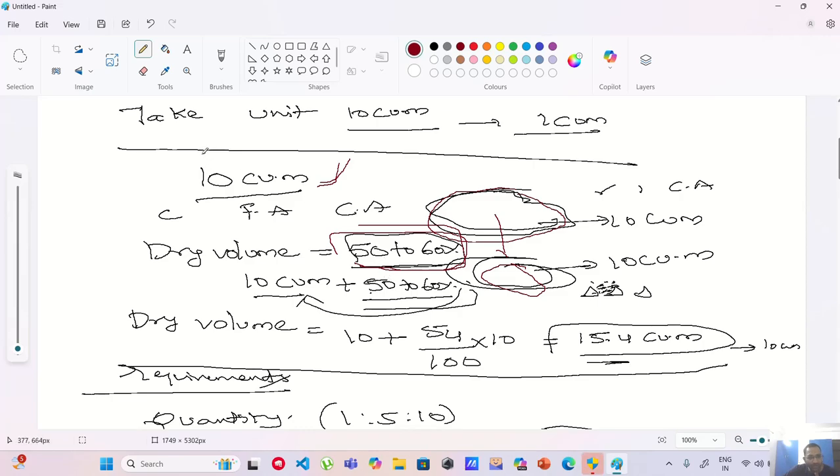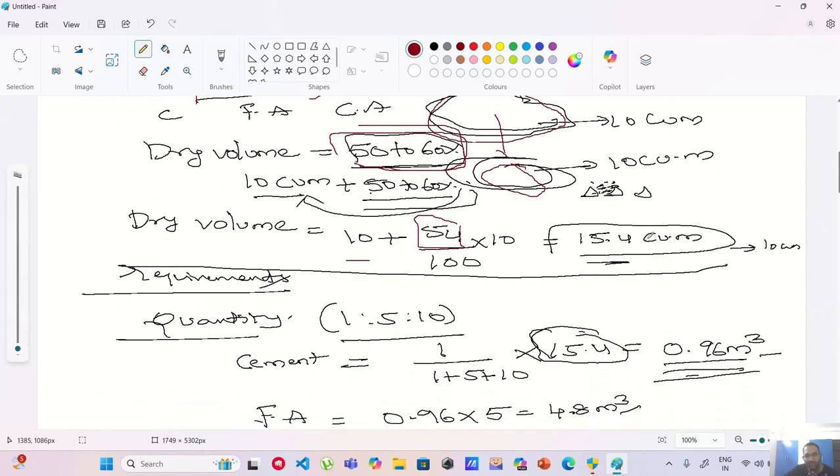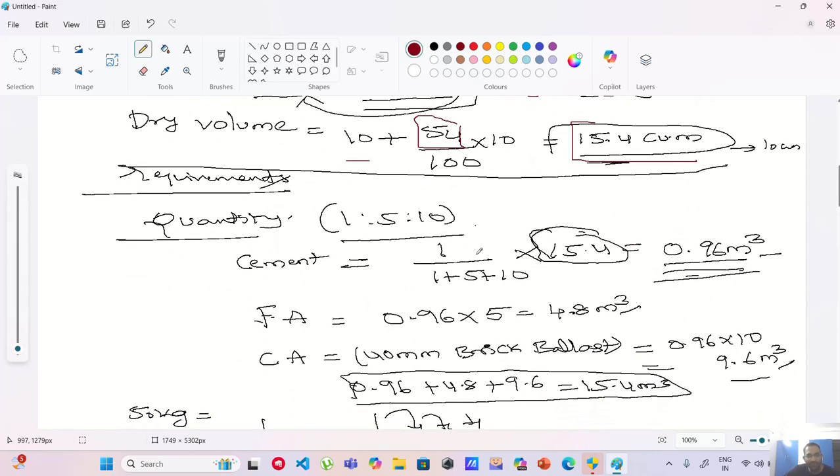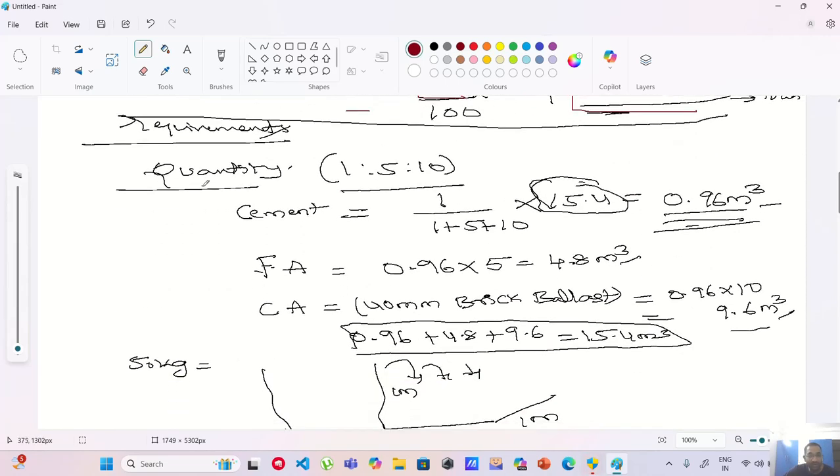And for the unit, you have to consider 10 cubic meter of work. Finally we are calculating for 1 cubic meter only, but in the starting I'm assuming 10 cubic meter of work. That calculation I have clearly explained, 50 to 60%. This is not standard. I am taking 54, approximately. In between you can take 50 to 60%. So 15.4 cubic meter of work is there. For 15.4 cubic meter I have calculated the quantities.